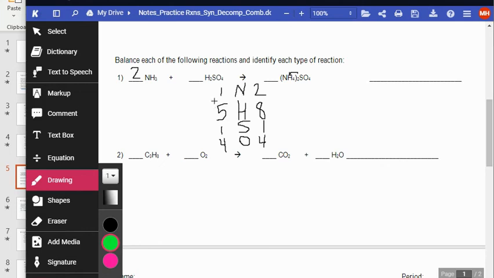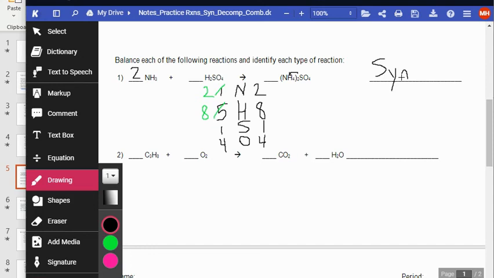I'll make my changes over here in green. Instead of 1 now, I have 2. And 2 times 3 is 6. Plus, I have 2 more there. That's now 8. 2 is equal to 2. 8 is equal to 8. 1 is equal to 1. 4 is equal to 4. Balanced. It's now balanced. We had also said that this was a synthesis reaction. All right. So there's the first one. We did it together. Good job.